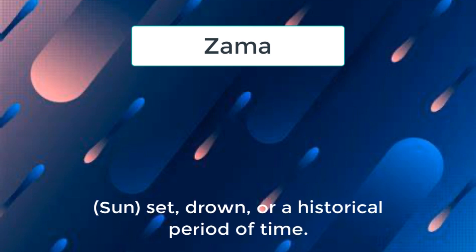Another meaning of zama is time or period. So if you want to describe a certain period of time, you can use zama. But most of the time we use this form to mean old age. So hapo zama za kale. This means during the old age.